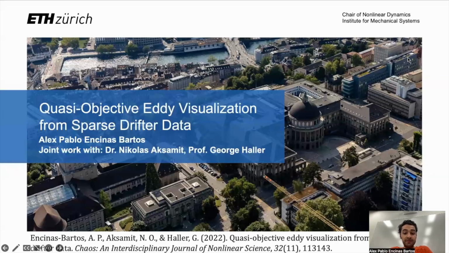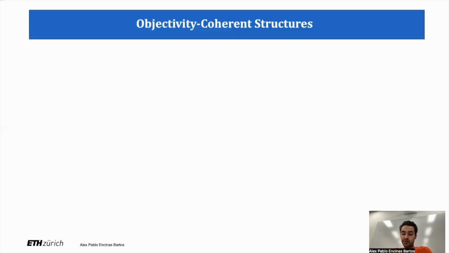Hi everyone, so in this video we review the recently published paper titled Quasi-objective Eddy Visualization from Sparse Drifter Data. So there's a little motivation. Why are we even interested in quasi-objectively extracting eddies from sparse drifter data?